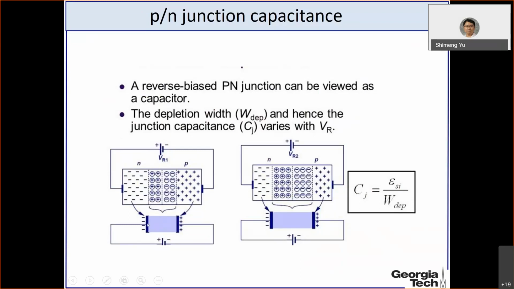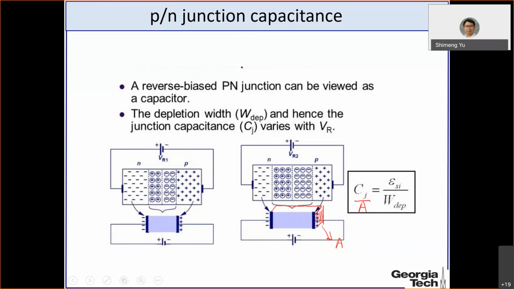So it's like you have a plate capacitor in this case, where the capacitance is given by the epsilon of silicon, if the semiconductor is silicon, divided by the depletion width, which is the distance between the two electrodes in the plate capacitor. And this is the junction capacitance normalized to the area. So what area? If you think about a piece of silicon, you have the cross-sectional area.